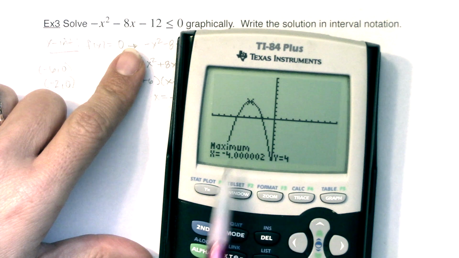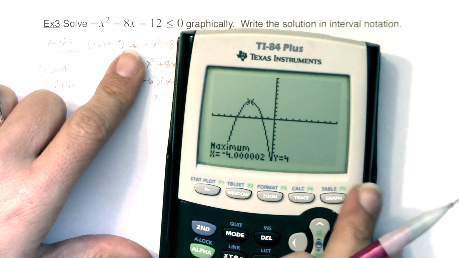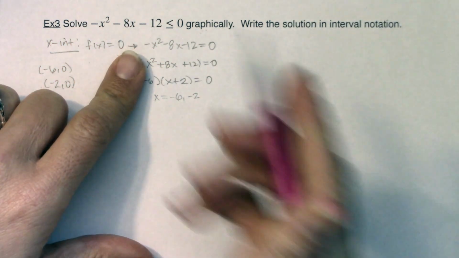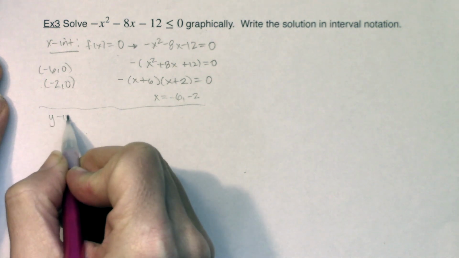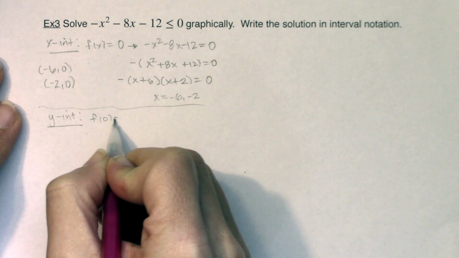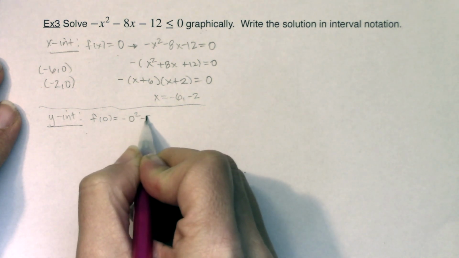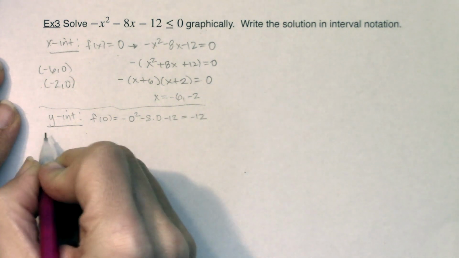I'm also going to do this algebraically just so we have it all there. But I've got my vertex. So let me go ahead, clear out of this. Let me go back to here. Let's find the y-intercept, and then we'll officially go find the vertex. So if I want the y-intercept, let's find f of 0, which is -0 squared minus 8 times 0 minus 12, which is ultimately just -12.